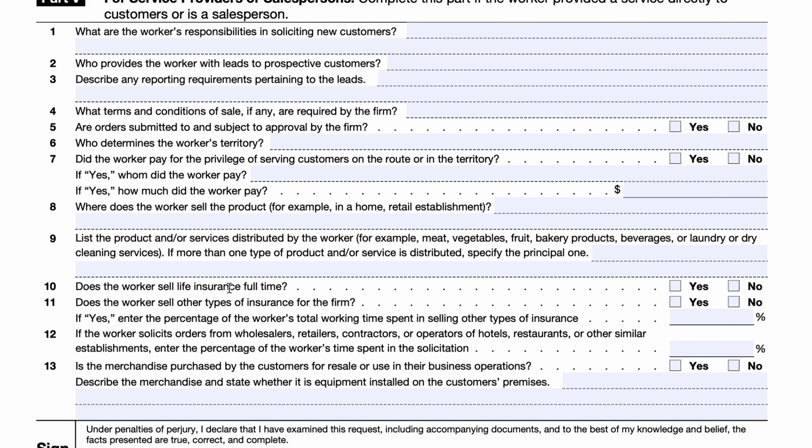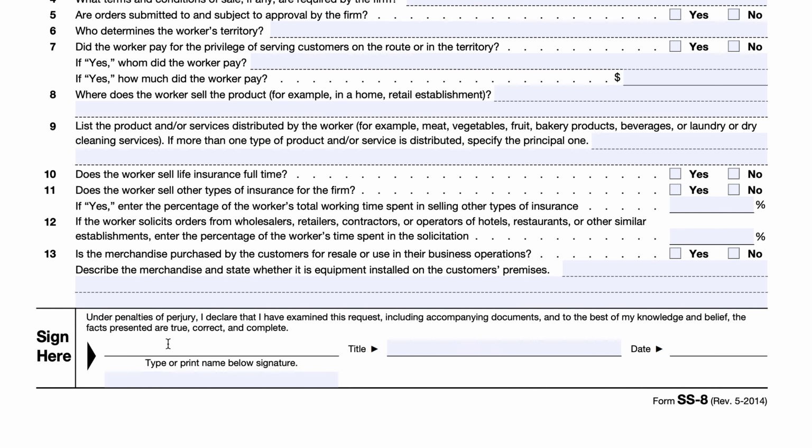So a lot of that information, and again, I could put in an example and it would be completely different from virtually 100% of the situations facing people that are watching this video. So just understand, at the bottom you'll sign it and date it.